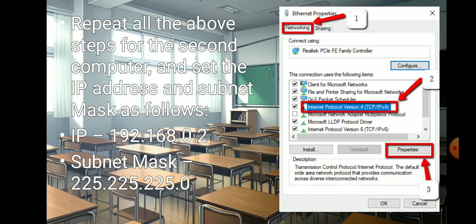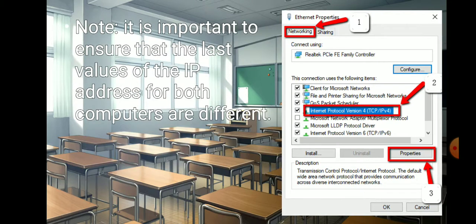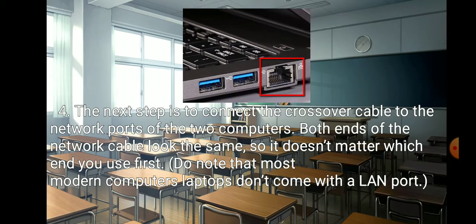Repeat all the above steps for the second computer and set the IP address and subnet mask as follows. Note, it is important to ensure that the last values of the IP address for both computers are different. The next step is to connect the crossover cable to the network ports of the two computers. Both ends of the network cable look the same, so it doesn't matter which end you use first.